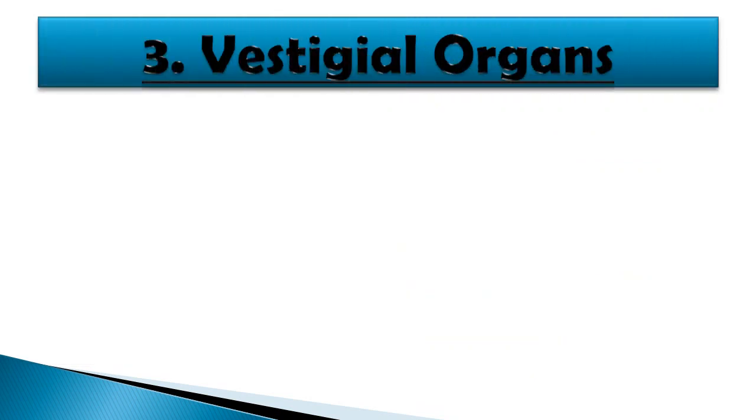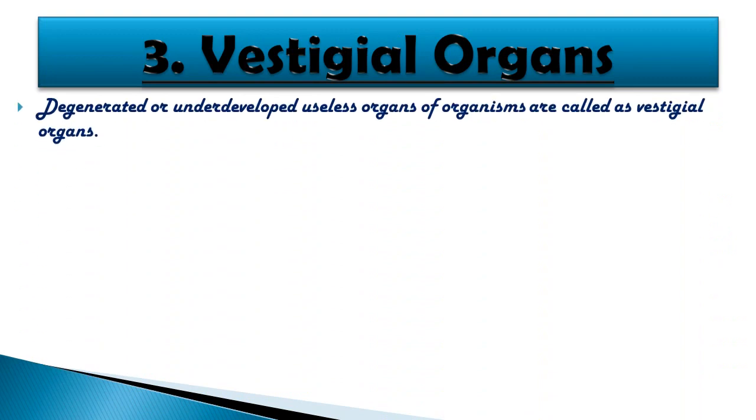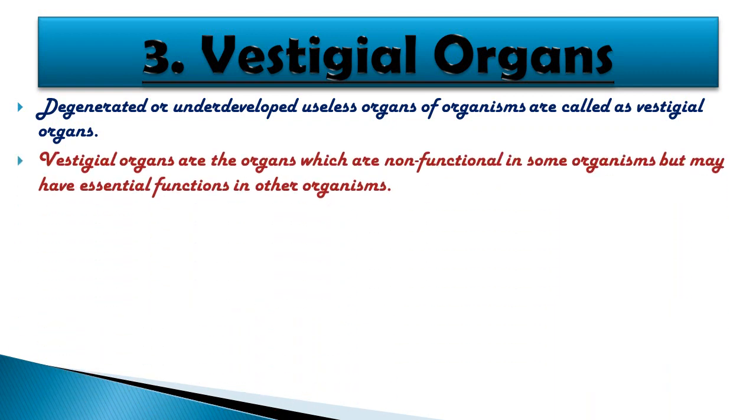Okay, now the third proof is vestigial organs. Now what are vestigial organs? Students, the degenerated or underdeveloped useless organs of organisms are called vestigial organs. That means the organs which are not useful in an organism have been underdeveloped or degenerated. Vestigial organs are organs which are non-functional in some organisms but may have essential functions in other organisms.